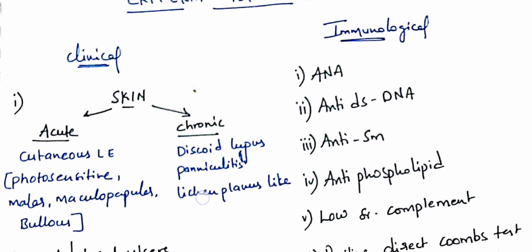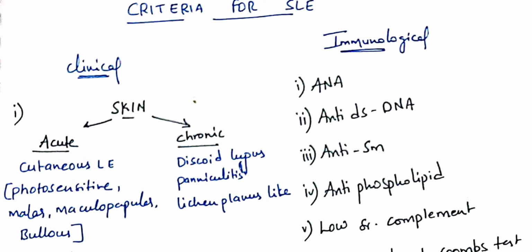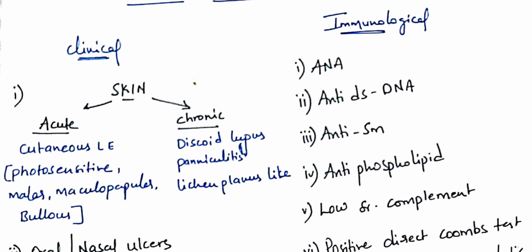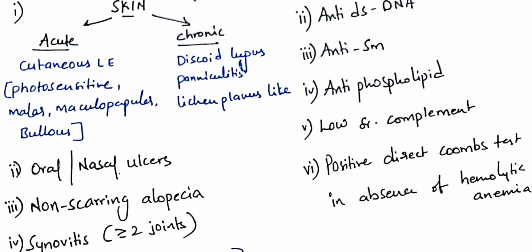All these are clinical manifestations. Coming to immunological manifestations, ANA, that is antinuclear antibodies, may be positive, anti-dsDNA will be positive, or anti-Smith, at least one will be positive, antiphospholipid antibodies will be positive, and low serum complement levels, C3 and C4, will be low.